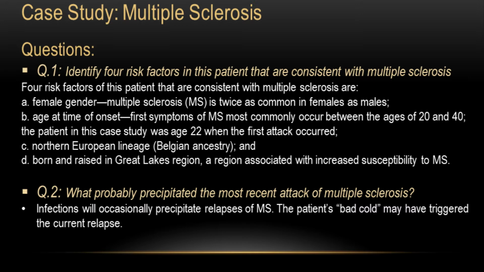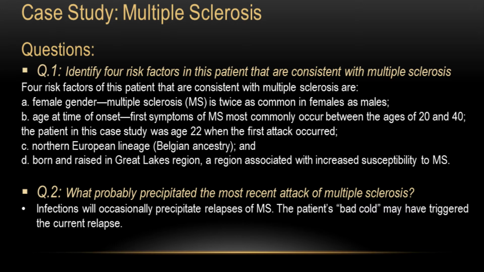Here, the risk factors in this patient: female gender. Unfortunately, MS is twice as common in females as in males. Age at the time of onset. First symptom of MS most commonly occur between the ages of 20 and 40, and this is what happened with this patient. Northern European ancestry. The patient comes from a Belgian ancestry, and the patient was raised in the Great Lakes region, a region associated with increased susceptibility to MS. So we have here the 4 risk factors for MS in this patient.